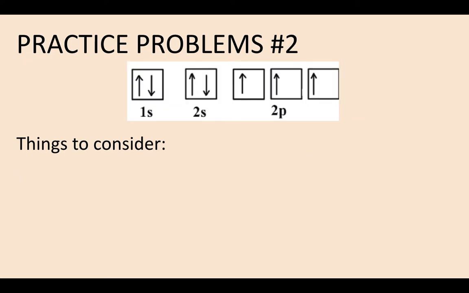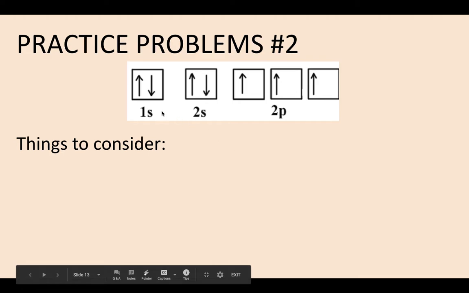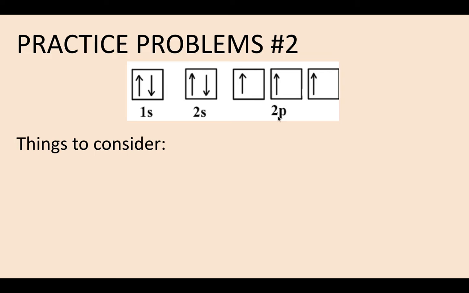All right, let's do practice problem number 2. Take a minute to look it over. We did follow the path, 1s, 2s, 2p. You always want to make sure that you follow the path of the orbital diagram, okay? s always has one orbital or one box. It doesn't matter if it's 1s or 2s or 3s or even 7s.